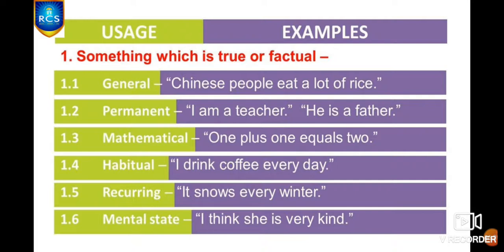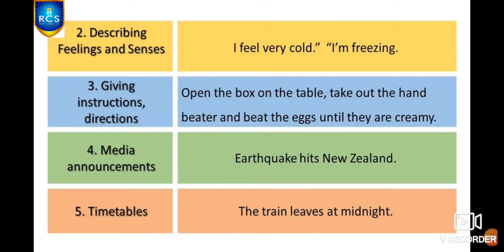And mathematical expressions that cannot be changed: 1 plus 1 equals 2. Habitual, the habits that we follow regularly: I drink coffee every day. Recurring, the actions that occur regularly at a particular period of time: it snows every winter. That is, it happens every year, right? Next, mental state: I think she is very kind, when we are expressing our mental state. And also describing feelings and senses: I feel very cold. I feel very bad.